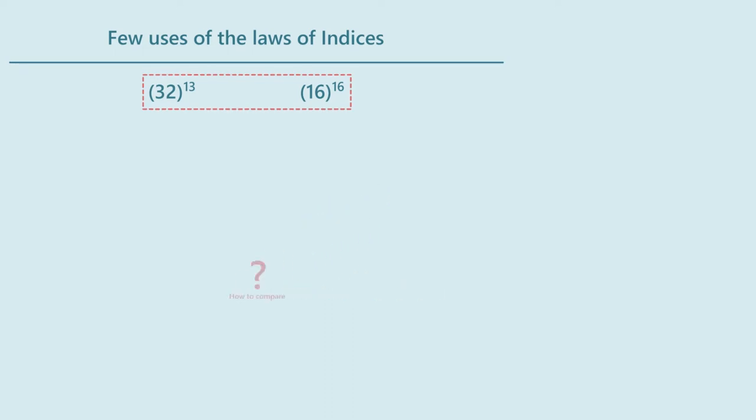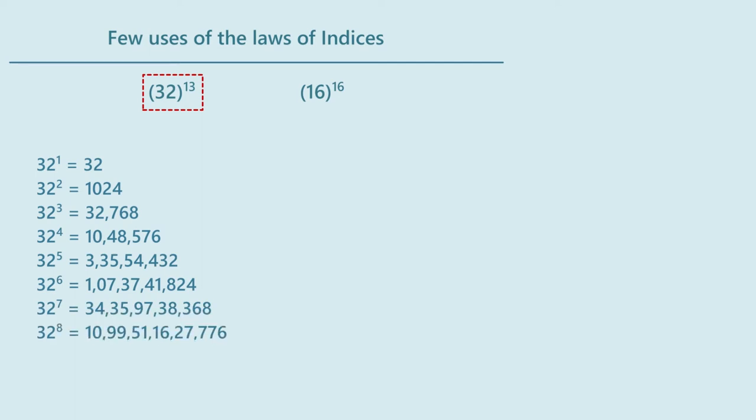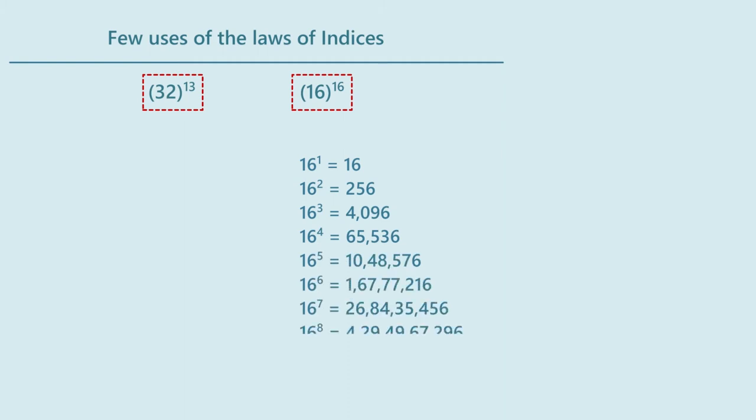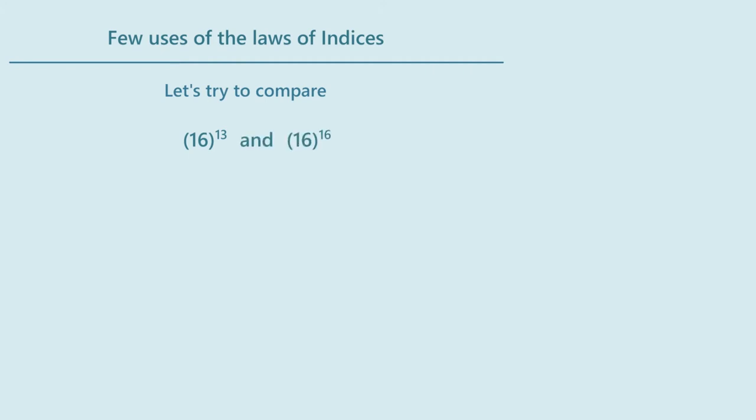But in this case, it is not easy to convert the numbers 32^13 and 16^16 in decimal form. Okay, so how to compare them? Let us first try something simpler. Can you compare the numbers 16^13 and 16^16?